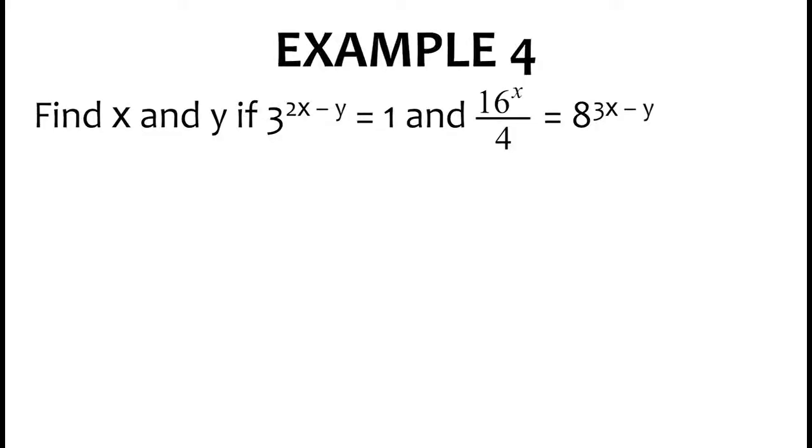Example type 4. Find x and y if 3 to the power of 2x minus y equals 1, and 16 to the power of x over 4 equals 8 to the power of 3x minus y.